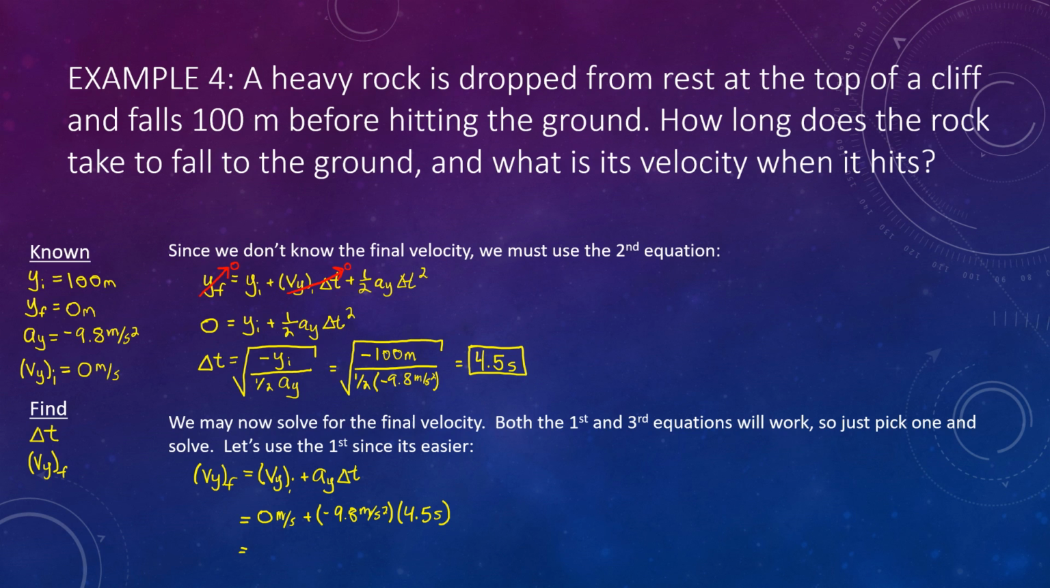Plug this into your calculator. It's almost 10 times 4.5, so we get negative 44 meters per second. Now you can ask yourselves, does it make sense that we get a negative? Well, absolutely. This is an object that is falling downward. Moving downward is the negative direction, so we actually should get a negative velocity here because we're moving downward.